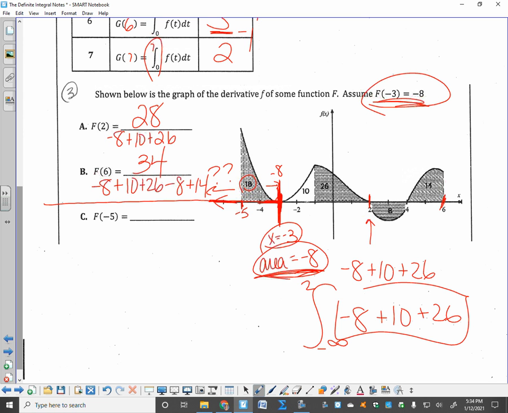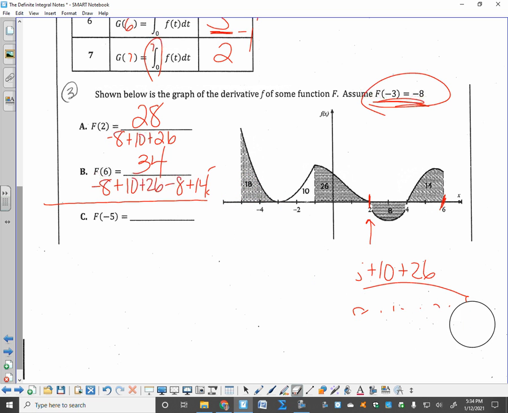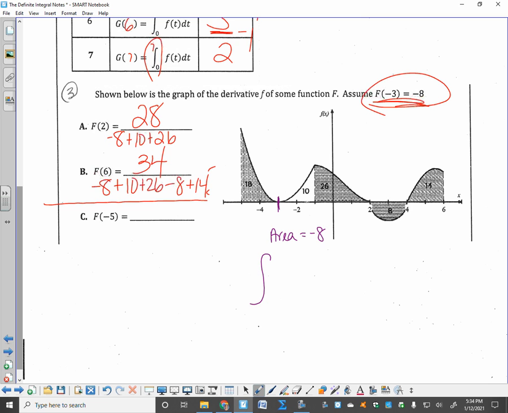Okay, now what if I'm going backwards? All right. Here, the area that has accumulated is a -8. So that's the area from basically -infinity to -3 is a -8. I want the area to -5.